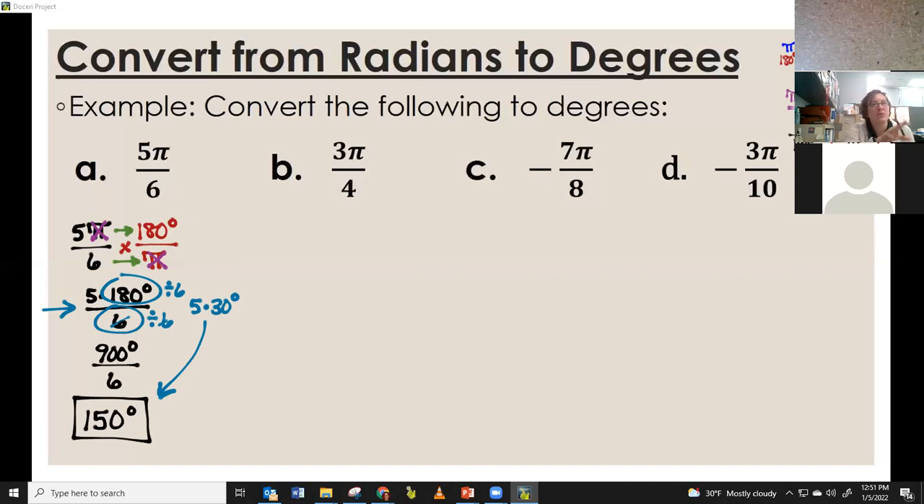When we're working in radians, unless it comes out to a whole number, we want to leave things in fraction form. But when we're talking about degrees, if it doesn't come out to a whole number, we're either going to put that in decimal form or we would do it in degrees, minutes, seconds. We don't really leave degrees in fraction form like we do with radians.